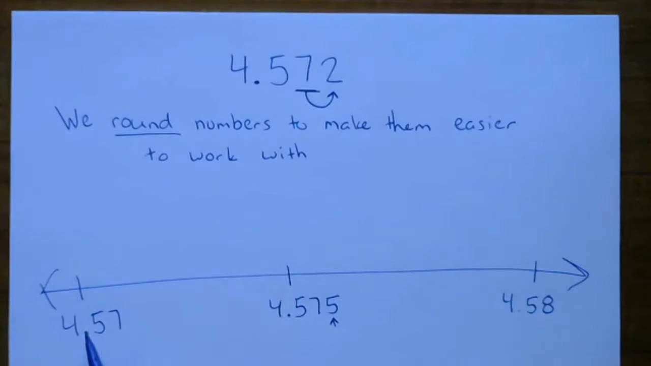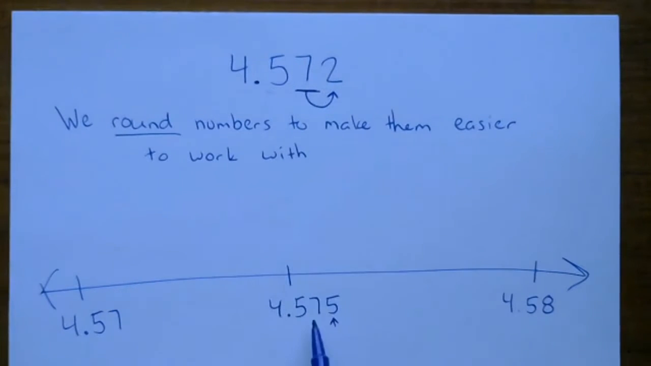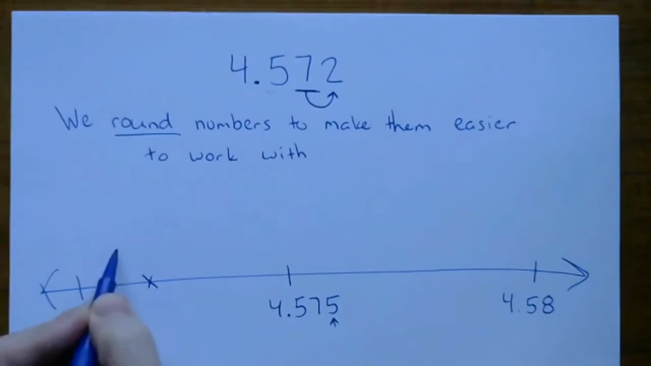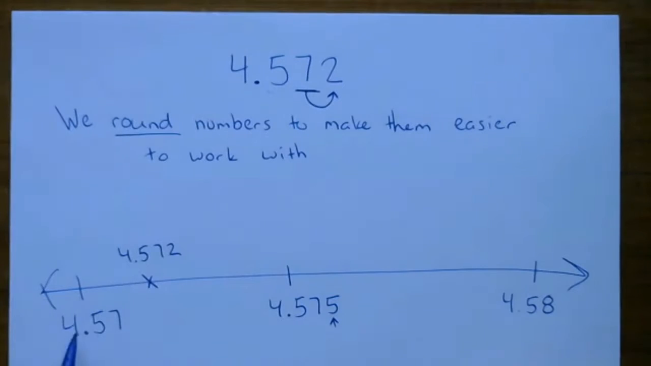Now that I've got my bottom and my top rounding options plus the midpoint, I can see that 572 thousandths is less than 575 thousandths. And so it would go about here on my number line, which means that in this case it would round to 4 and 57 hundredths, its rounding to the nearest hundredth.